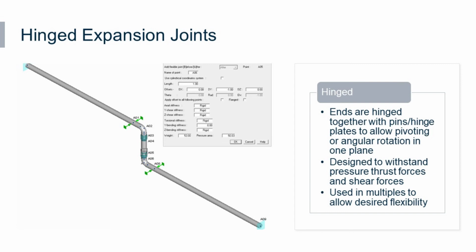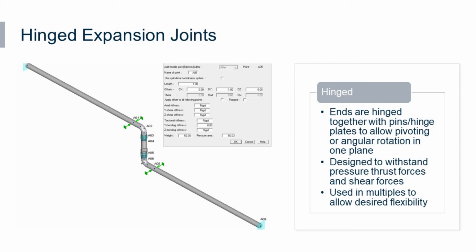Let's look at a hinged expansion joint, which contains one bellows and is designed to permit angular rotation in only one plane. It does this using a pair of pins through hinge plates that are attached to the expansion joint ends. The hinges and hinge pins have to be designed to restrain the pressure thrust and any extraneous forces that might occur. And hinge joints should be used in sets of two or three to function properly.